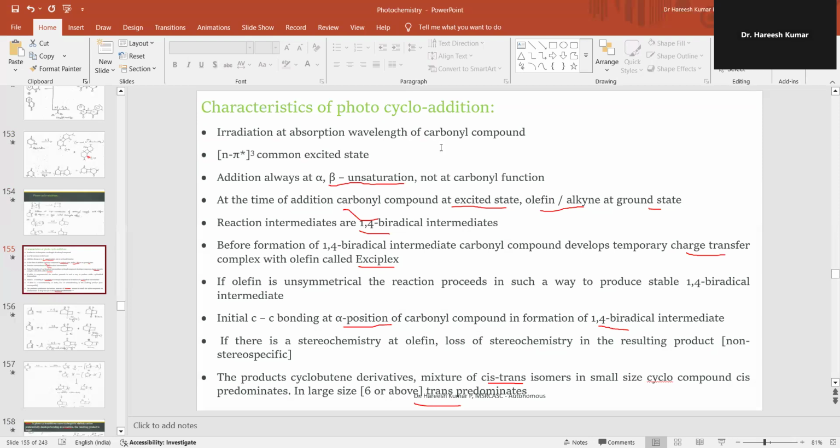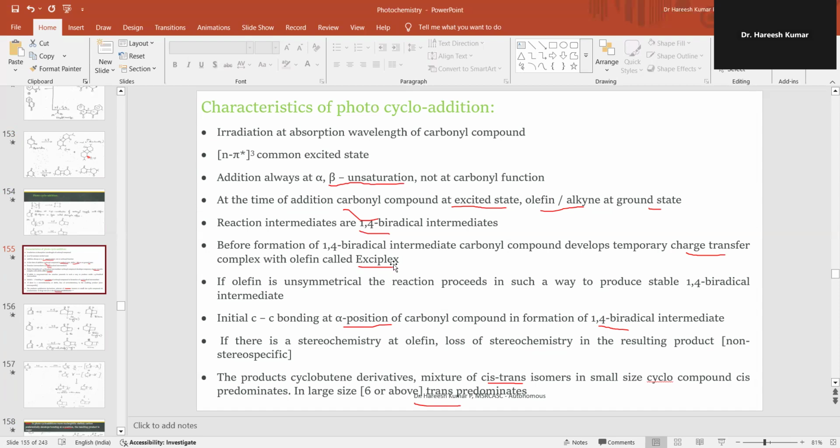Irradiation is at the absorption wavelength of the carbonyl compound. The excited state is the n to pi star triplet. Addition is always at the alpha beta unsaturation, not at the carbonyl function. The carbonyl compound is in the excited state, and the olefin or alkyne is in the ground state. Reaction intermediates are 1,4-biradical intermediates.